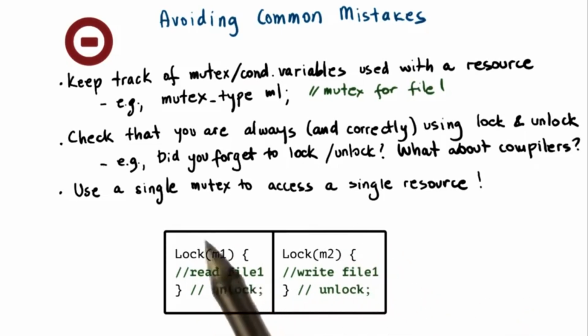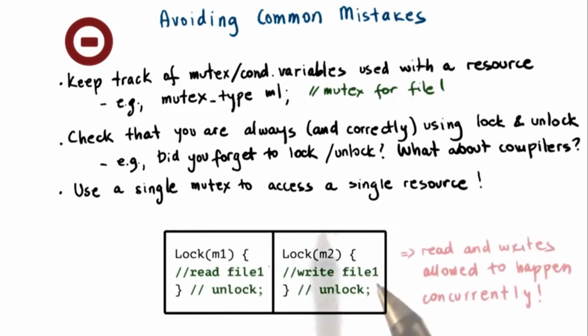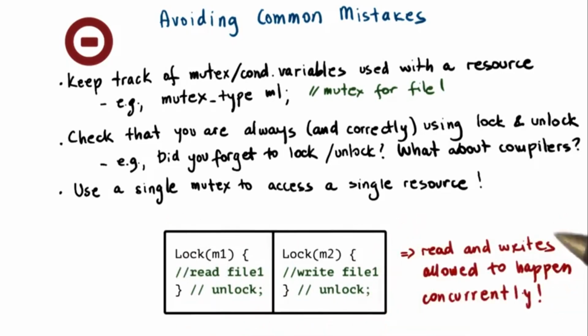At the same time, different threads can hold different mutexes and they can perform operations concurrently on this file, which is not what we want to be happening. So this scenario can lead to these undesirable situations, actually dangerous situations, where different types of accesses happen concurrently.